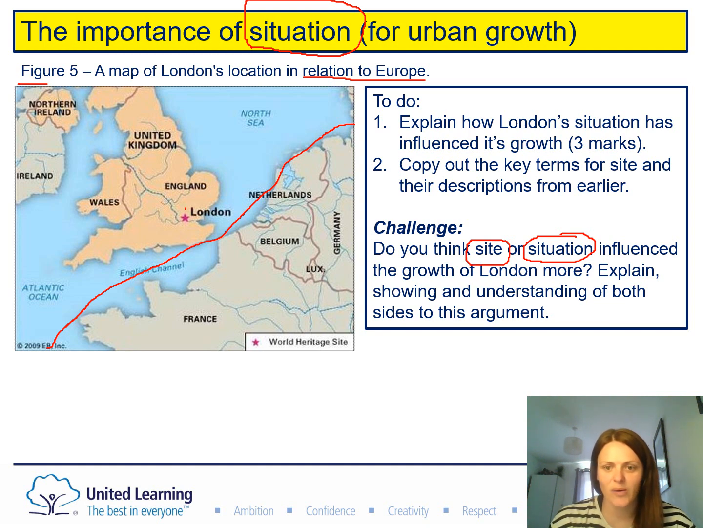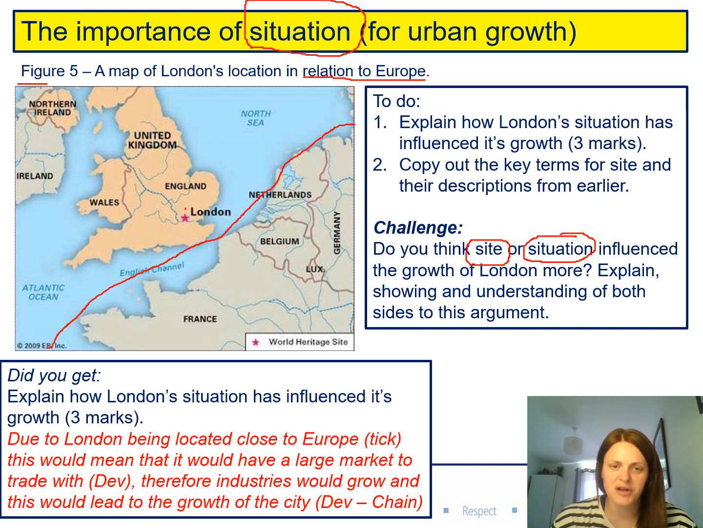Okay, guys, let's see how well you've done. So do you want to get a green pen out and we can go over it? So you should have said something like this. Due to London being located close to Europe, as it is, quite close to mainland Europe, this would mean that it would have a large market to trade with. Therefore, industries would grow, and this would lead to the growth of the city.